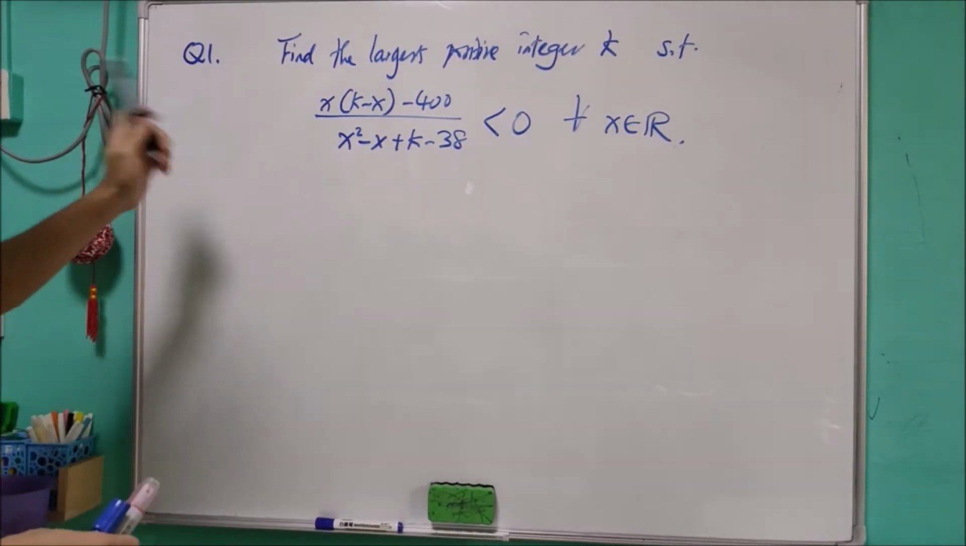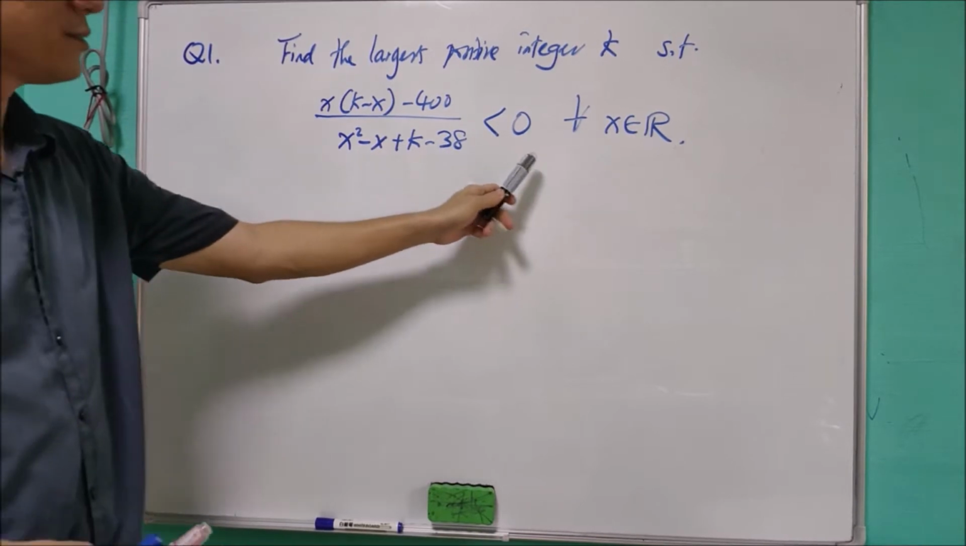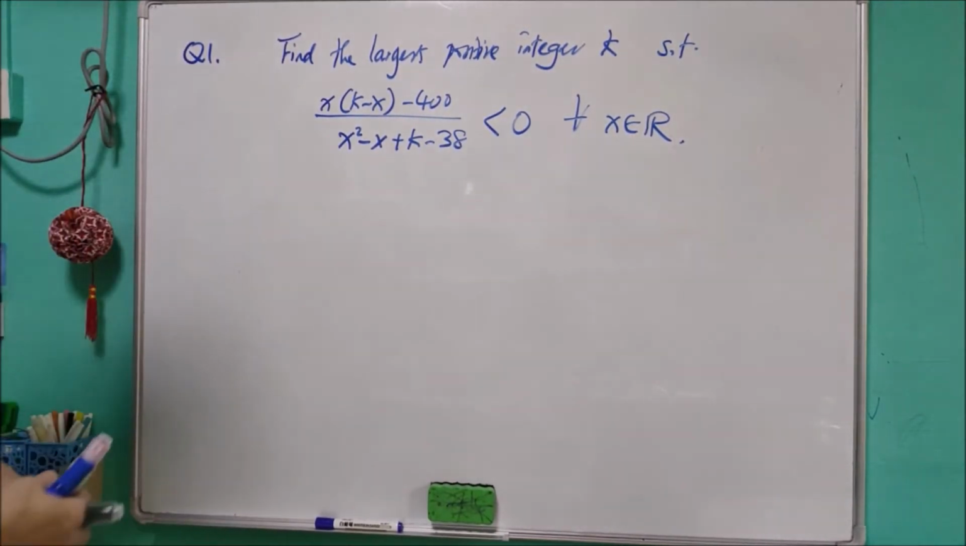This is question 1. Find the largest positive integer k such that this expression is less than 0 for all real numbers x.